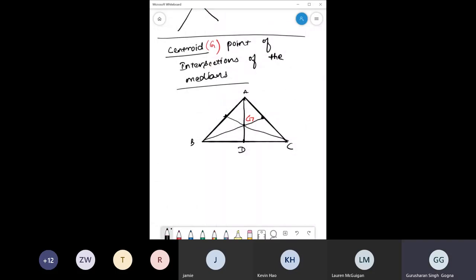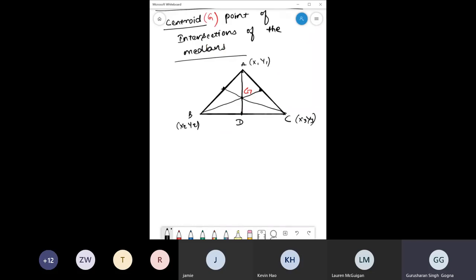So the question is how to get the coordinates of this point. Let's say this is x1 y1, this is x2 y2, this is x3 y3. It's pretty much like a midpoint formula, but the formula for finding the centroid of this triangle is (x1 + x2 + x3) over 3. So you need to add all the x coordinates and divide by 3, and then add all the y coordinates and divide by 3. This will give you the coordinates of the centroid of a triangle. Obviously you should know the 3 vertices of the triangle, then only you can find this.